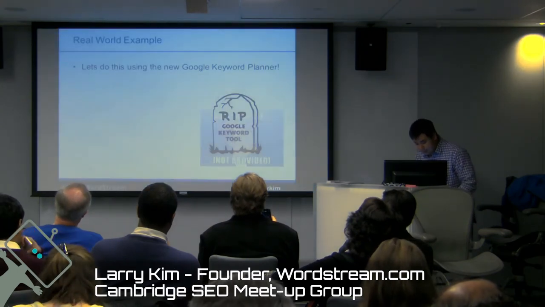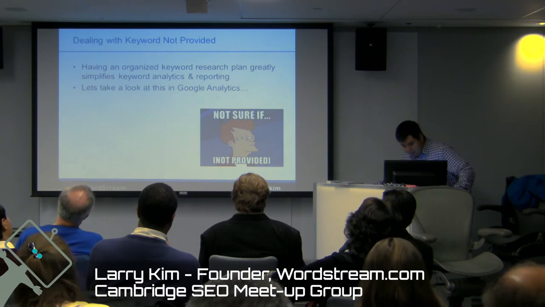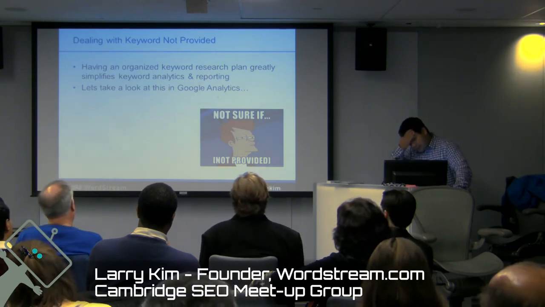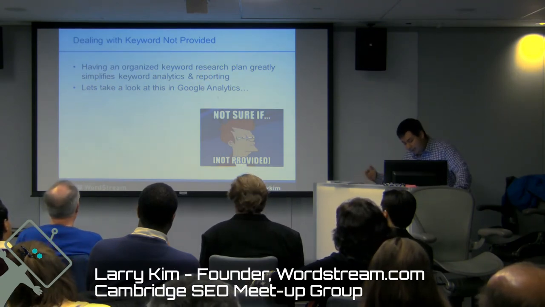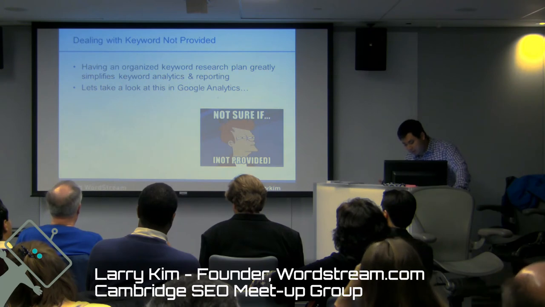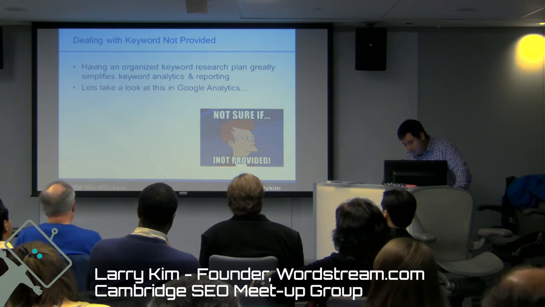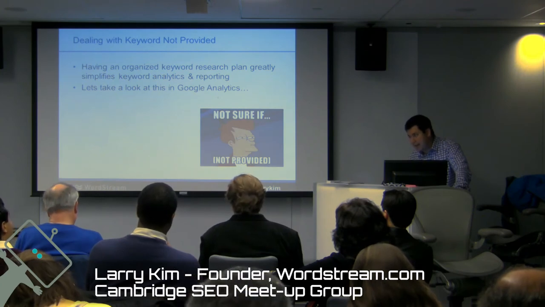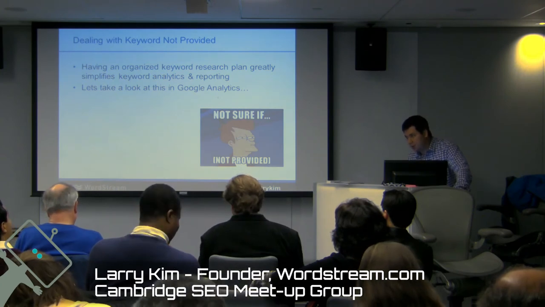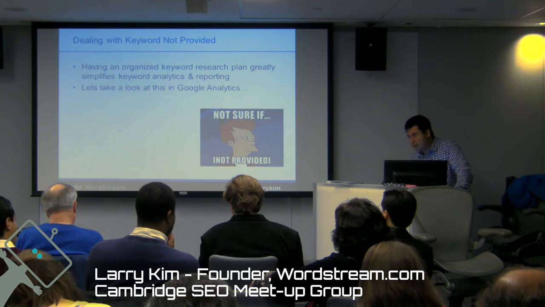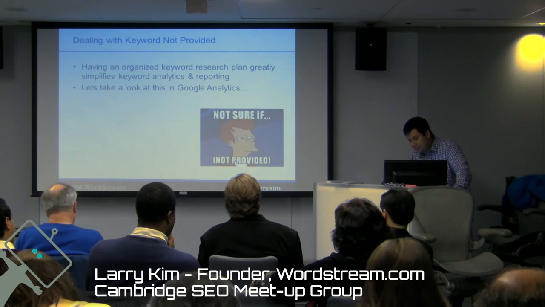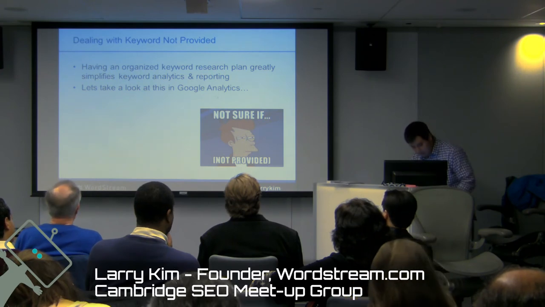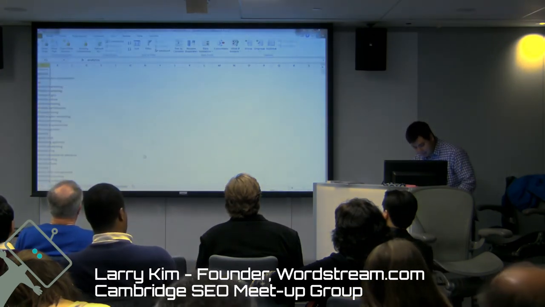All right, so moving on here. I wanted to show you how I deal with the new twist that Google's thrown at us in terms of keyword not provided. The good news is that having a taxonomy and an organized plan of attack greatly makes it possible to simplify the reporting. So I'll show you this in my analytics account here.